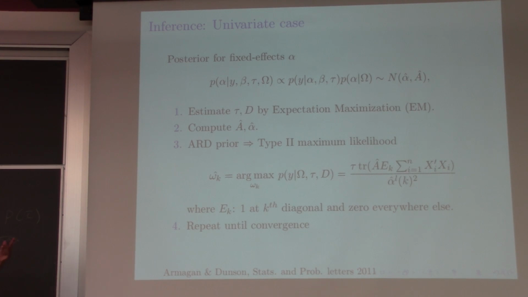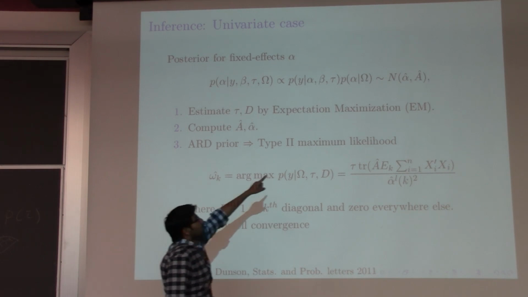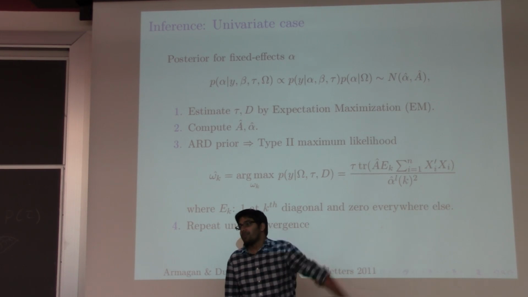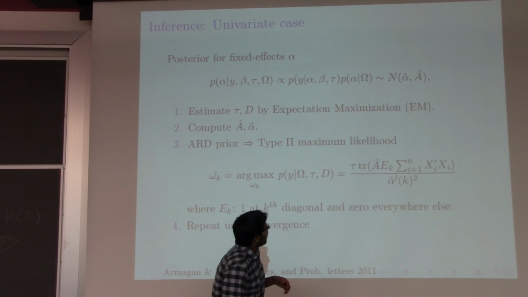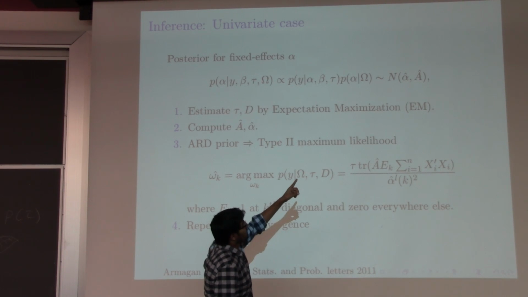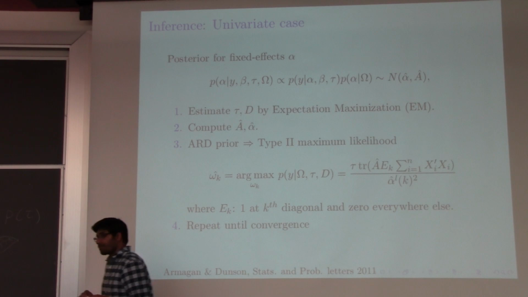So how am I doing this? Now we're going into the details of how ARD fits into a whole algorithm. So I want to find out which alphas are relevant. The posterior distribution can be written like that. In the univariate case, it turns out that the posterior is Gaussian, because everything was Gaussian, and you write down everything nicely, you get a Gaussian distribution. And it's Gaussian with parameters alpha hat and A hat.